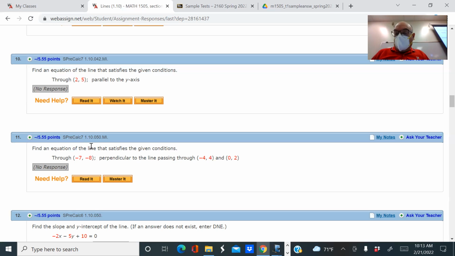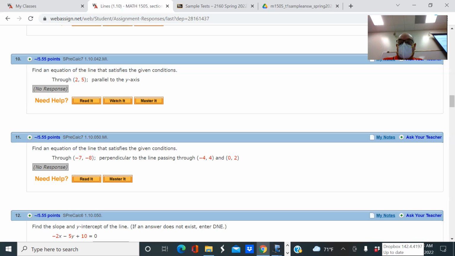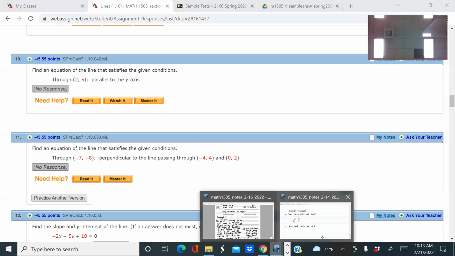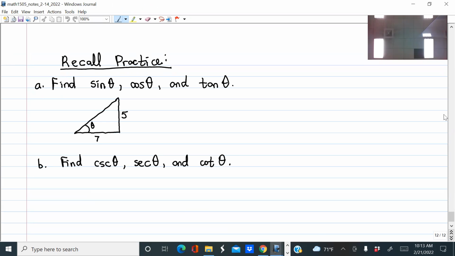All right. So let me lower the screen here and see if I can find some... open the notes, so I can find a place to write. Okay. Keep in mind that point 2, 5, right? And this was parallel to the y-axis. Let me open the notes. Oops. You can see there we have a recall practice coming up. So let me get past that though. All right. So we want the line that goes through this point 2, 5 and is parallel to the y-axis.